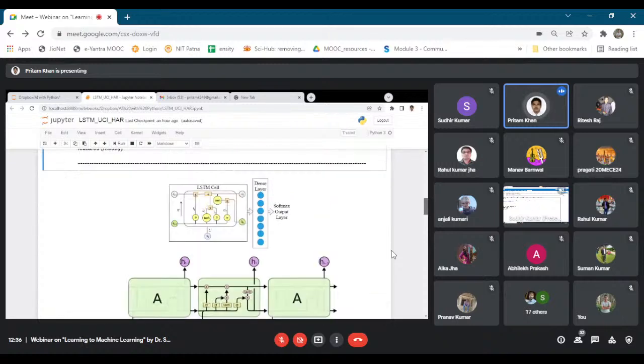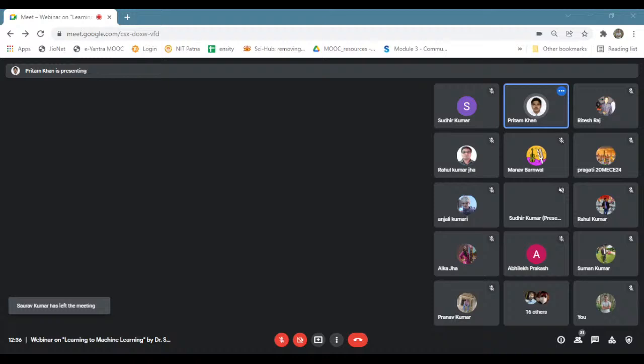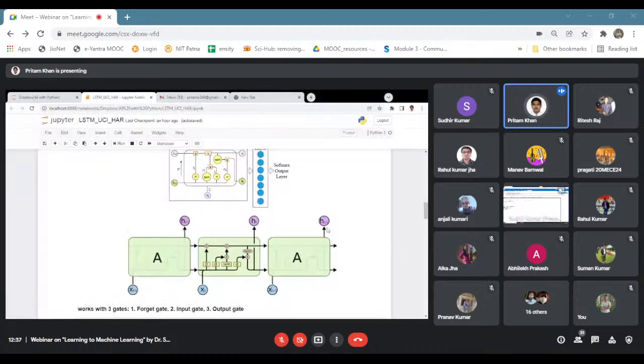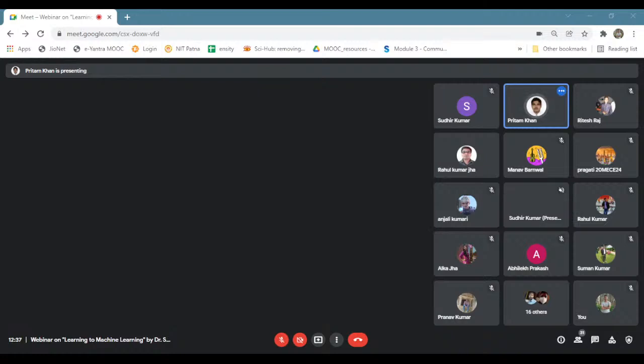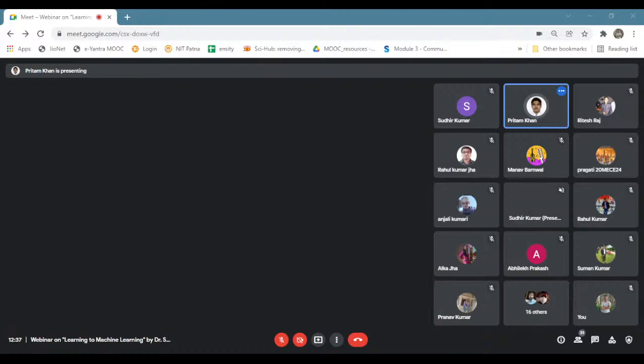So what does LSTM actually do? LSTM works on time series data. If you see this figure here, h(t-1), h(t) and h(t+1): H pictorially represents the hidden state, and t-1, t and so on represent the time instants. The x(t-1), x(t), x(t+1) are the samples at different time steps, which are fed to our model.